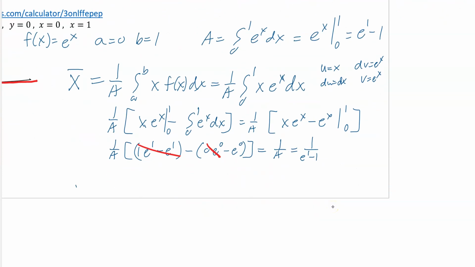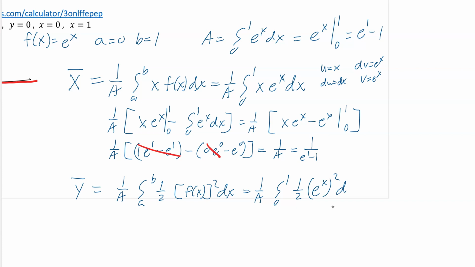Now all I have to do is find our y. So y bar is 1 over a, integral from a to b of 1/2 f of x squared dx. And if you forget these, you can write them down. All right, so now we just have to plug everything in. 1 over a, 0 to 1, 1/2, and then our f of x is e to the x squared dx. So this would become 1 over a, integral 0 to 1, 1/2. In fact, we can take that 2 out just to get it out of the way and go 1 over 2a, integral from 0 to 1, e to the 2x dx.